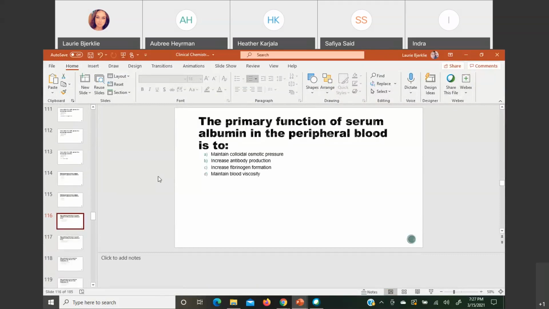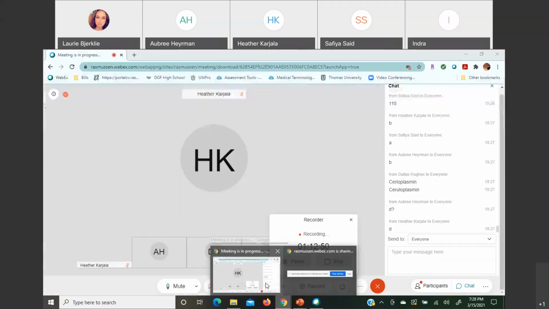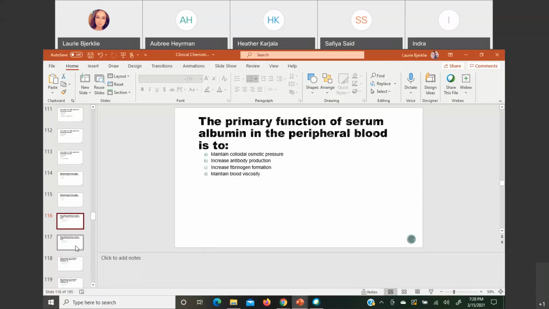The primary function of albumin is what? I see a couple guesses. This one, people maybe have forgotten. That's okay. All right, so the main function of albumin is to maintain your osmotic pressure.